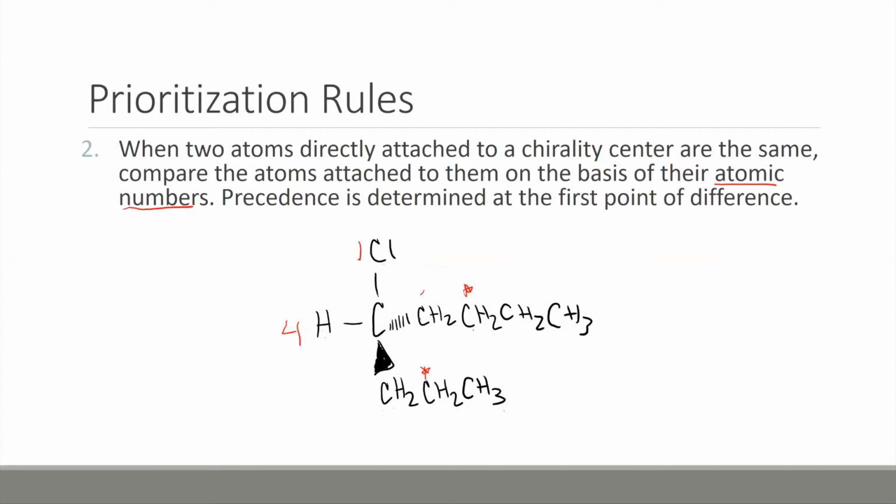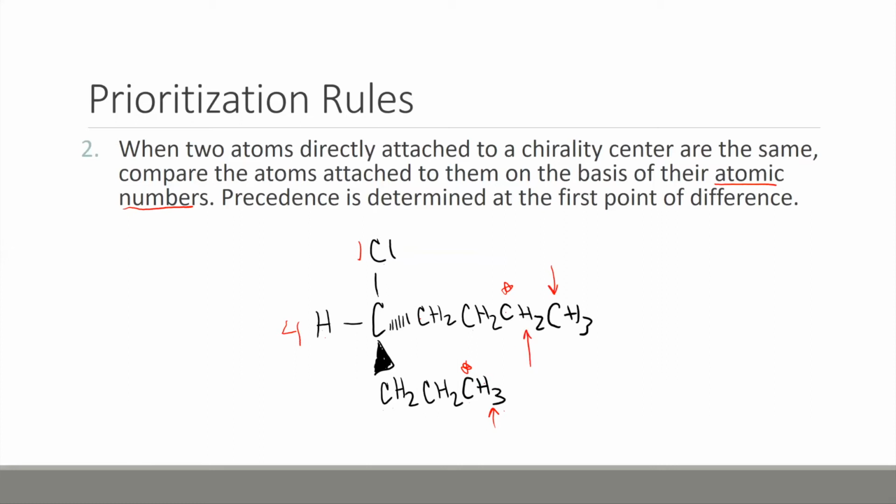This carbon is attached to a carbon and 2 hydrogens. This carbon is attached to a carbon and 2 hydrogens. So again, no point of difference. So let's move one more time down the chain. This carbon is attached to 3 hydrogens. This carbon is attached to 1 carbon and 2 hydrogens.